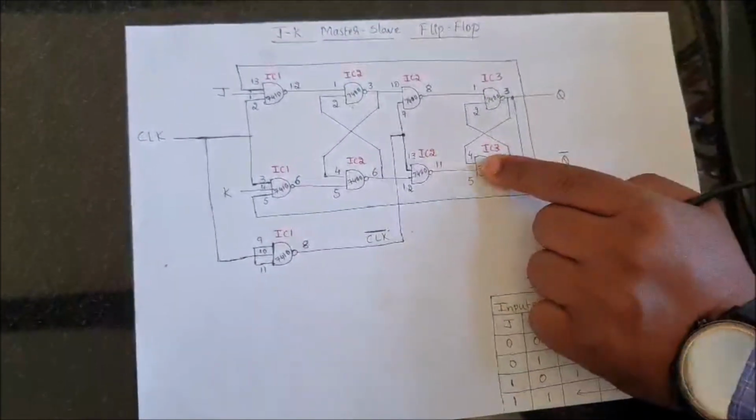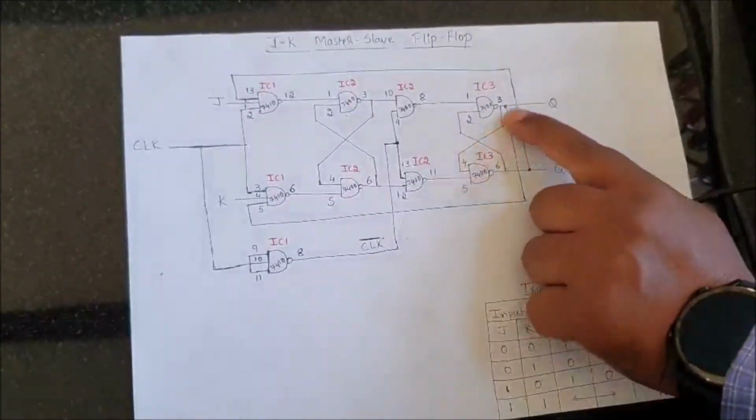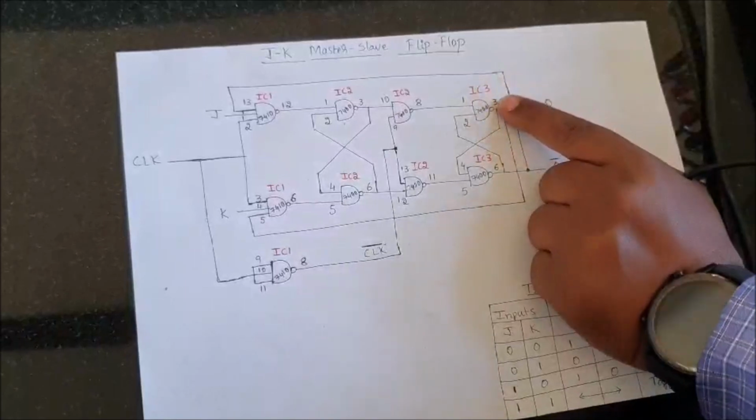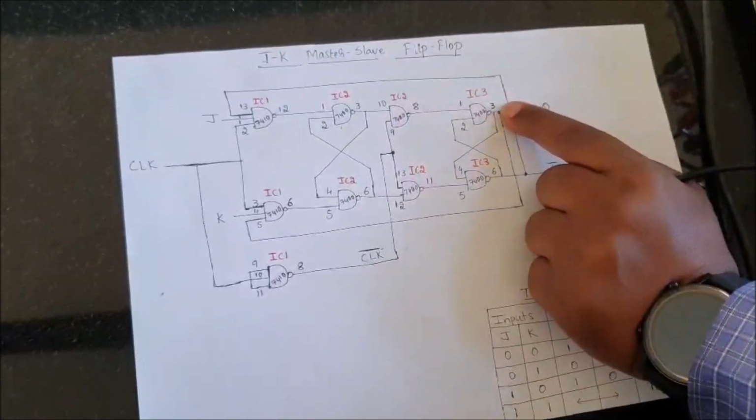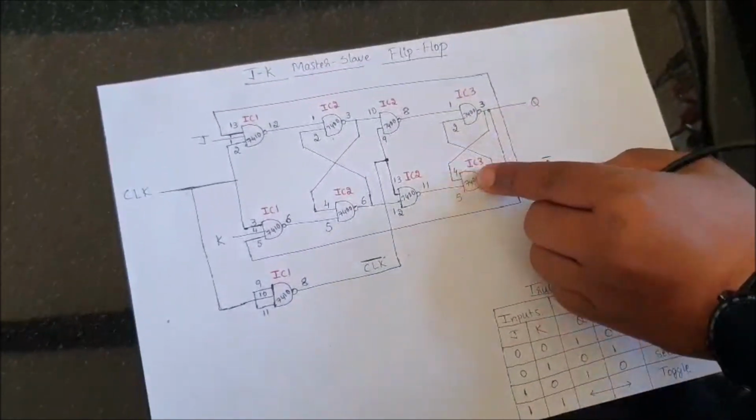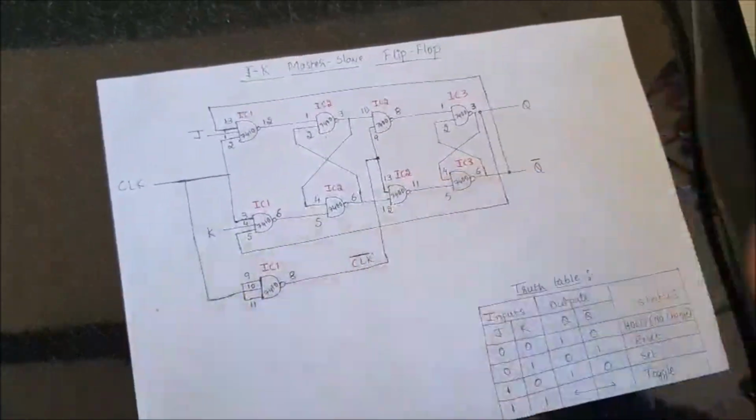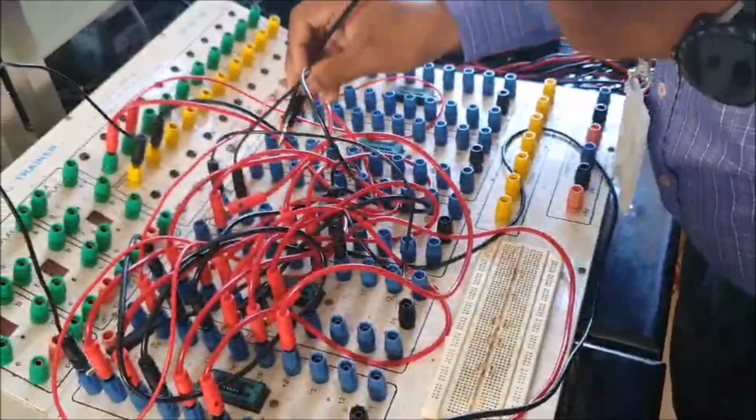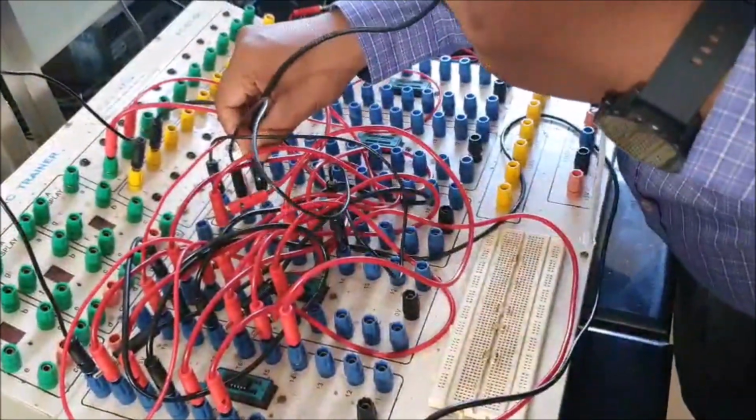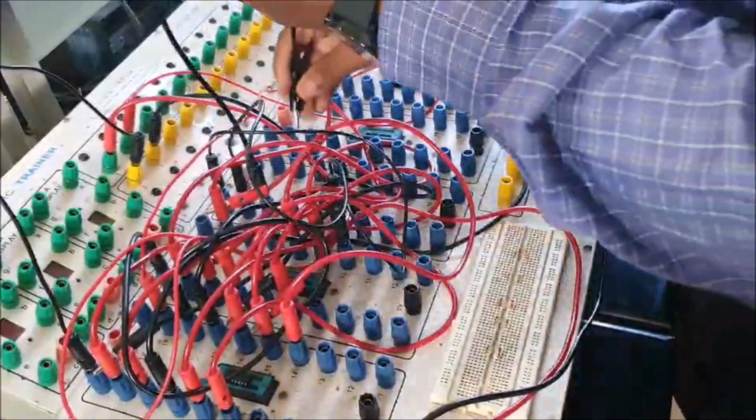Next, moving on to the last 2 input NAND gate. Here again we have 2 inputs. One is from the 3rd pin of IC3. So one end should be connected to the 3rd pin of IC3. Another end is connected to the 4th pin of the same IC, that is IC3. So I will take one patch cord. One end will be connected to the 3rd pin. Another end is connected to the 4th pin.